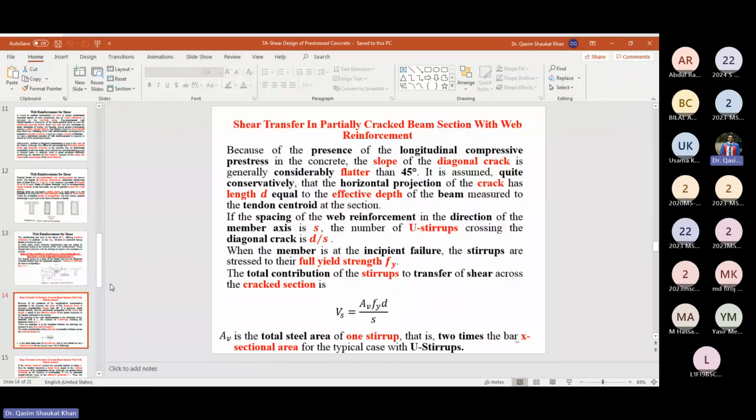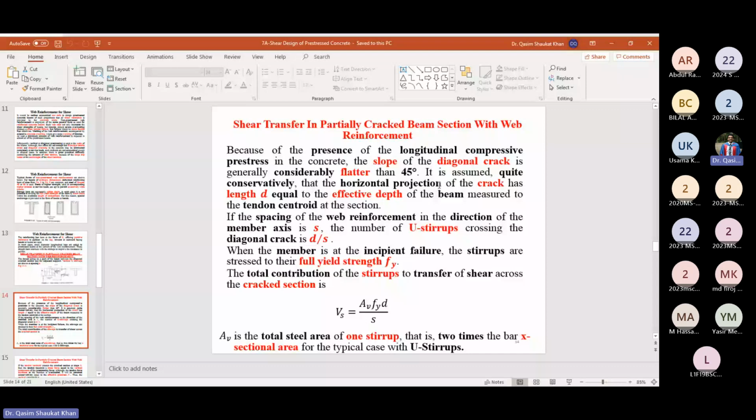Flexure shear cracks are flatter and they are inclined at angles smaller than 45 degrees, and you can say they are more or less parallel to the longitudinal axis. So it is assumed quite conservatively that the horizontal projection of the crack has the length D equal to the effective depth of the beam measured to the tendon centroid of the section. So I repeat, the cracks are generally flat, that they are parallel to the horizontal.